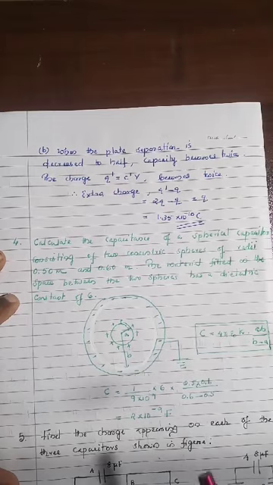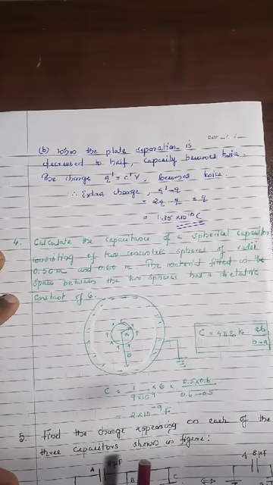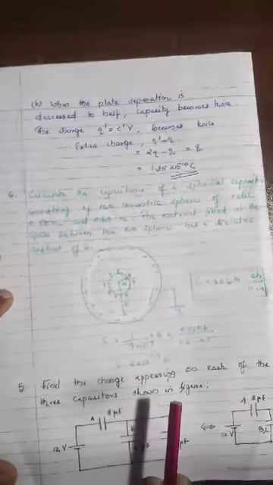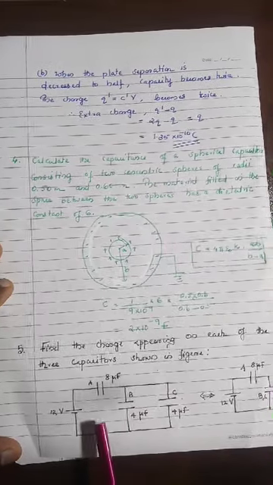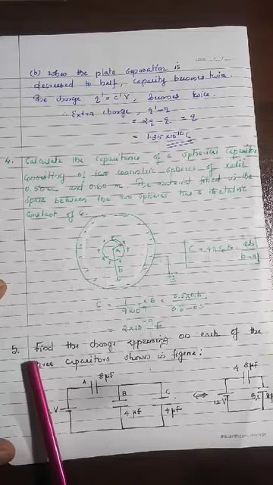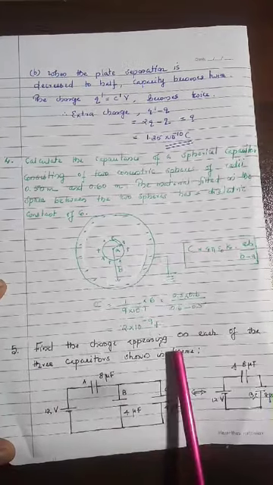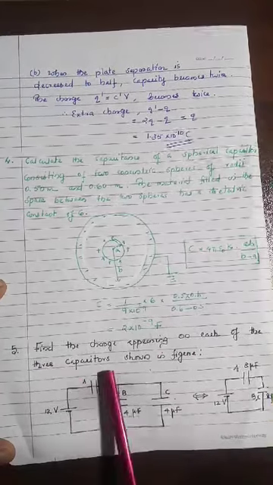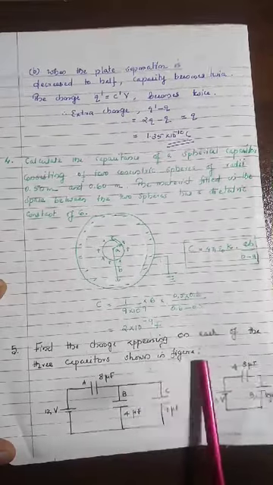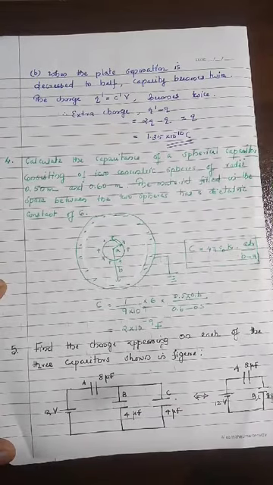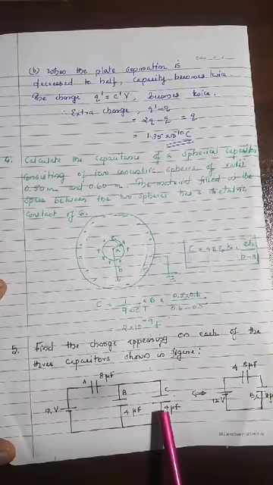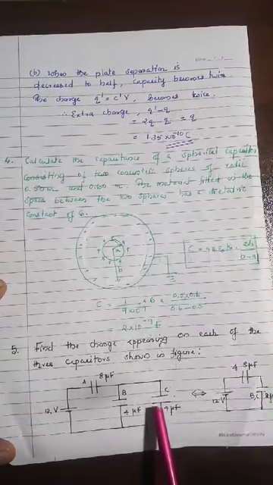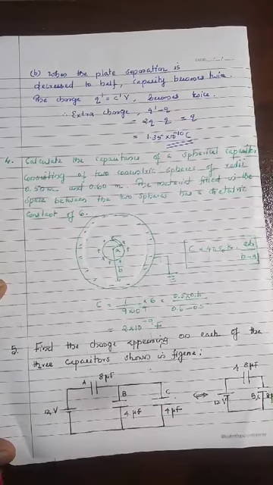So the coming questions are based on some circuit analysis. Please go through the questions carefully. Here is the question: find the charge appearing on each of the three capacitors shown in the figure. In order to find that, at first you should reduce this circuit into a single capacitance.